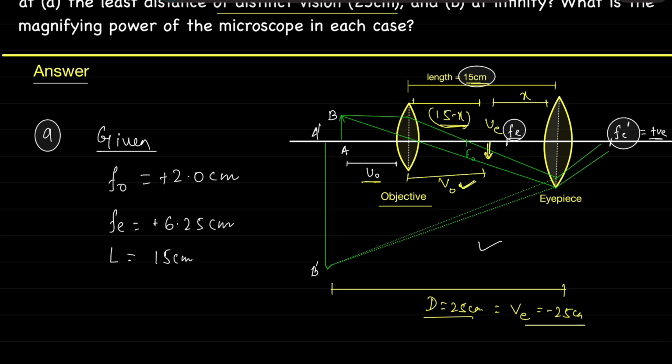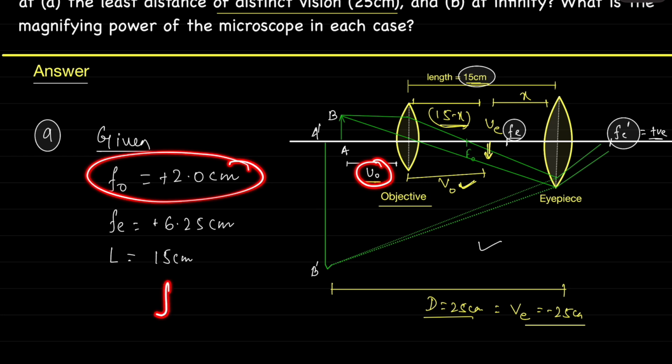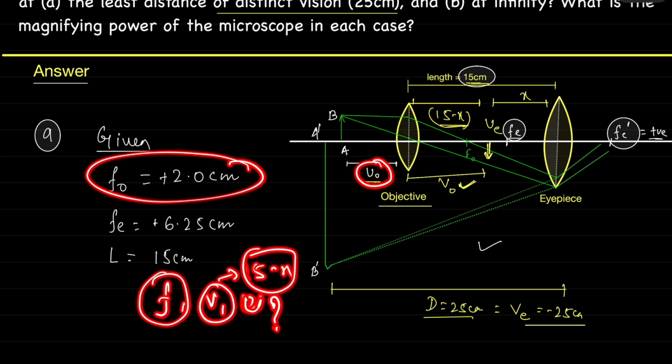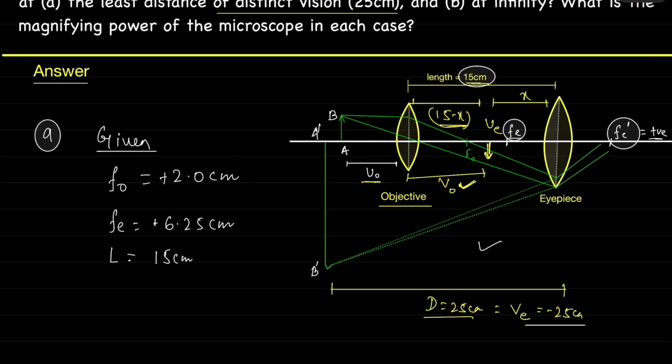We already know that FO value is given, 2 centimeter. So based on that, can we find the value of UO? Same logic, F, V and U. U we have to find, V we already got, its value is 15 minus X and F is 2 centimeter. So we have to just relate this concept in numerical value. So let's solve it.